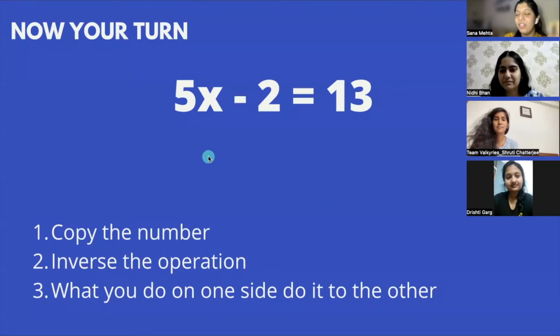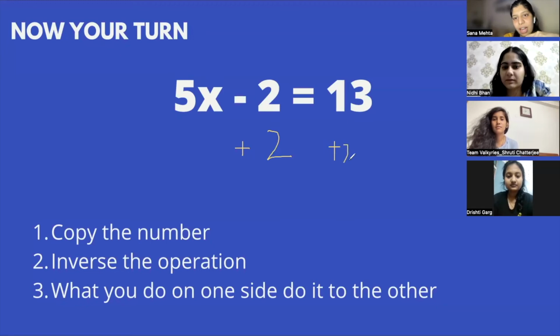Now it's your turn to solve this question, which is 5x minus 2 is equal to 13. What's the very first step? Copy the number. So what are you going to do? We are going to add 2 to both sides. Yes, exactly. We write down 2, and then we inverse the operation. As Shruti mentioned, we will add 2, and we do it on both sides. So we add 2 here as well.